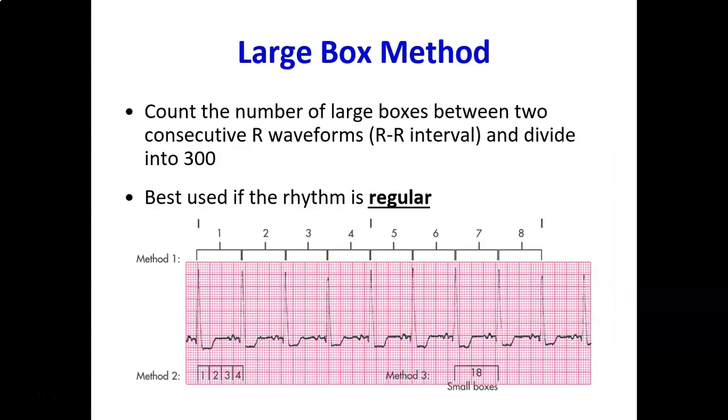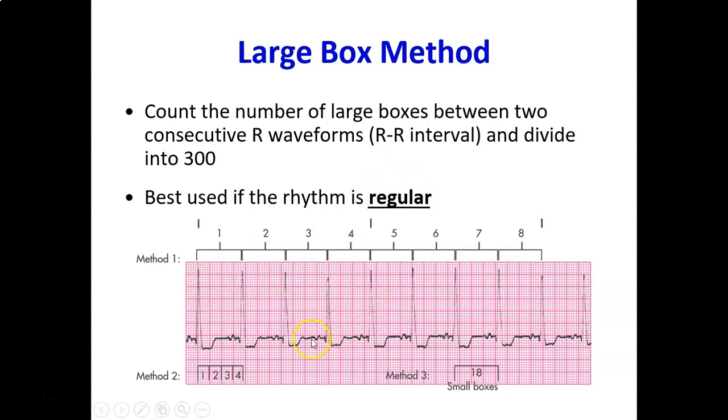Another method which can be used to calculate the heart rate is the large box method. So what to do in this method? Count the number of large boxes between two consecutive R waves and divide it into 300. Again, this method is applicable only if the rhythm is regular. Like here, this rhythm is regular.